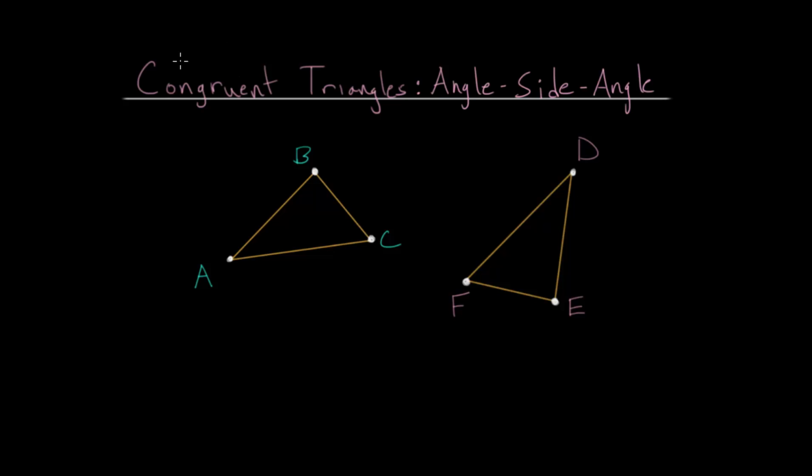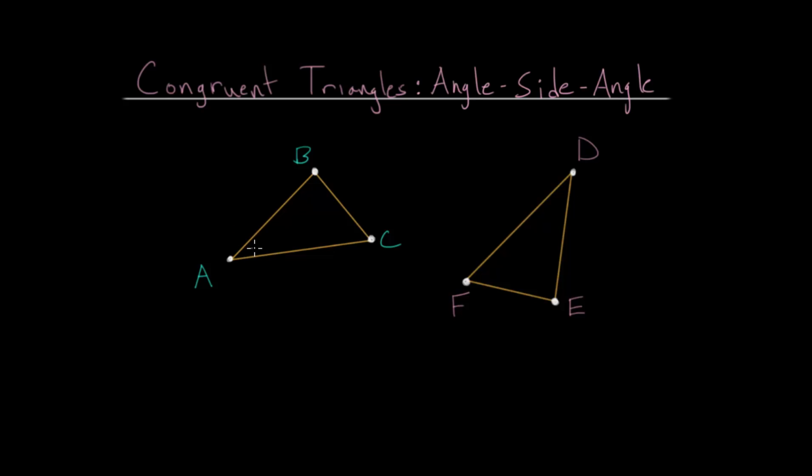In this video, I'd like to talk about congruent triangles and the angle side angle congruence rule or postulate. Essentially, this is saying that if we have two triangles and they share two sets of equal angles, and the side between the equal angles is equal as well in both triangles, then the two triangles are congruent. They have the same size and the same shape.